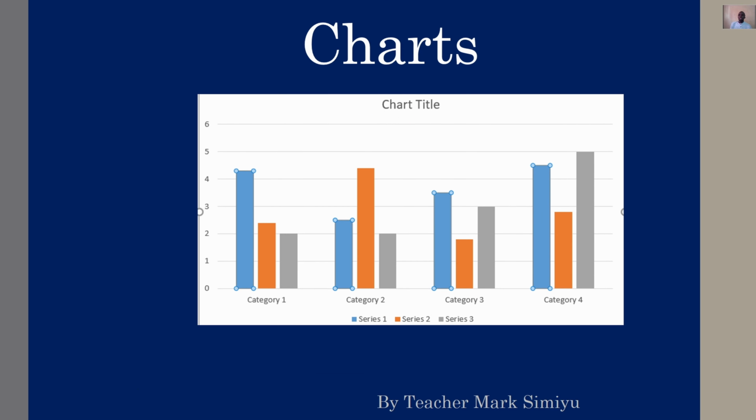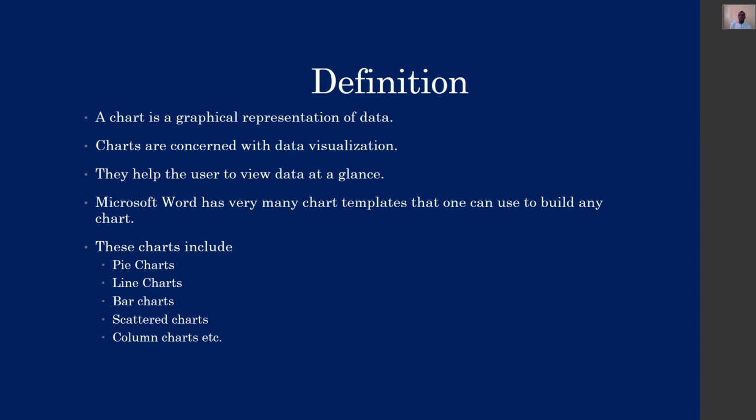When you talk about charts, we are referring to data visualization. Data visualization is all about the aspects that are governed by seeing data. We can check the trend of data at a glance, and we can tell the changes of data just at a glance. By definition, a chart is a graphical representation of data. It helps you to view data at a glance.